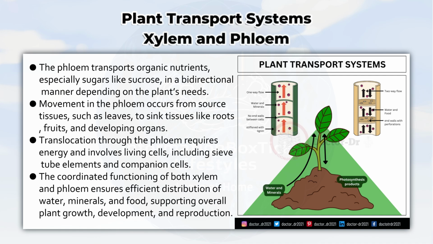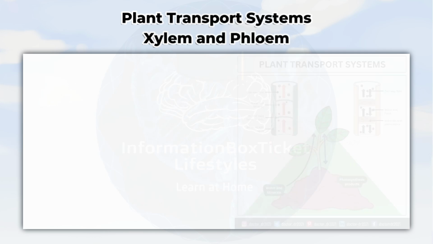The coordinated functioning of both xylem and phloem ensures efficient distribution of water, minerals, and food, supporting overall plant growth, development, and reproduction.